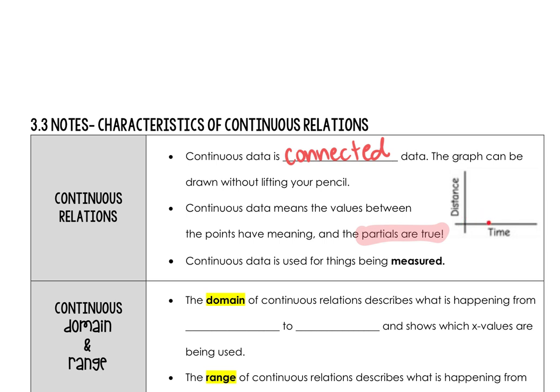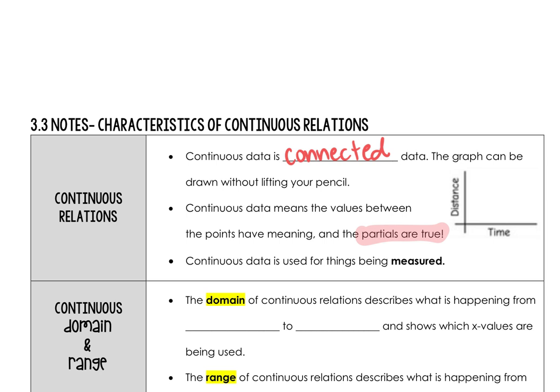So even if on this time axis I had something like 1 minute, 2 minutes, 3 minutes, everything in between 1 and 2 minutes exists. I can have a minute and a half. I can have a minute and 45 seconds. I can have a minute and 55 seconds. So since everything between 1 and 2 minutes exists, that's going to be continuous data, okay?